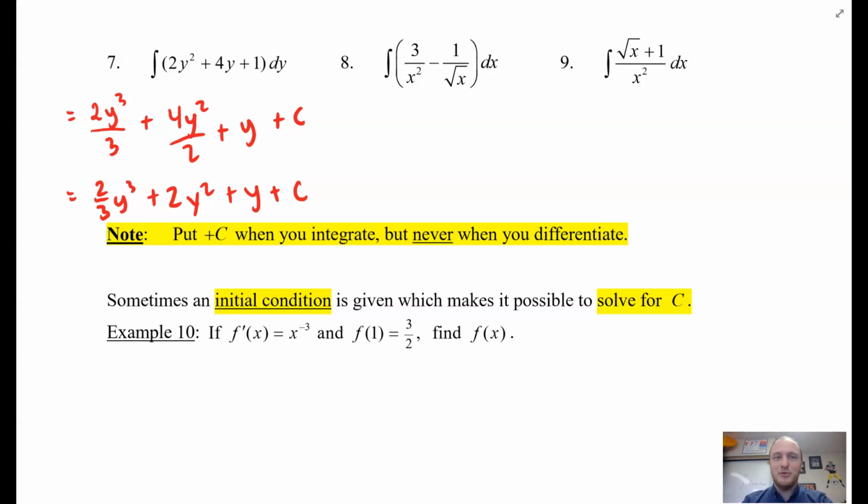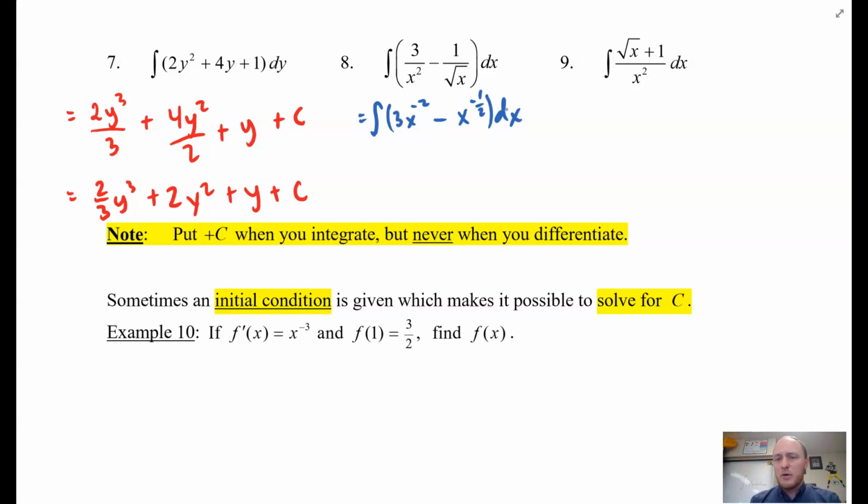Okay, example 8. I want to go ahead and integrate this, but this looks pretty gnarly, right? Pretty radical. Do you see the radical? Okay, whatever. Let me rewrite this first. So I'm just going to rewrite this integral to be 3 times x to the power of negative 2 minus x to the power of negative 1/2 dx. So now, again, I'm just using my negative exponent property and rewriting my radicals in rational exponent form.